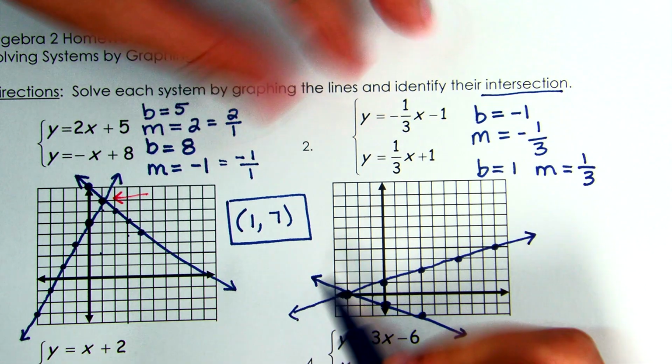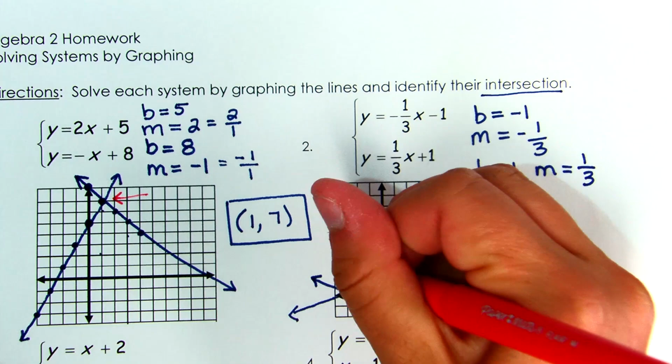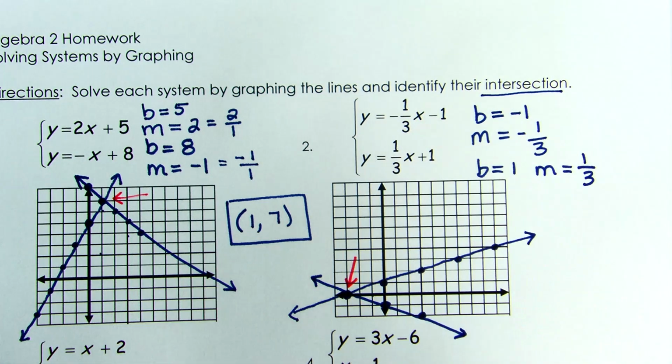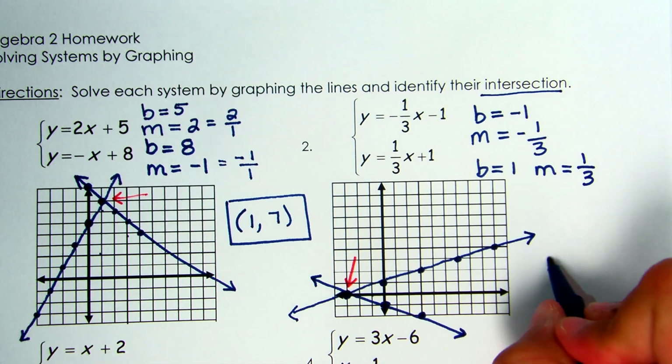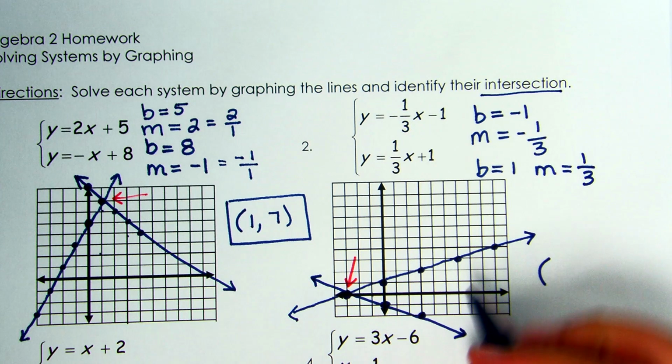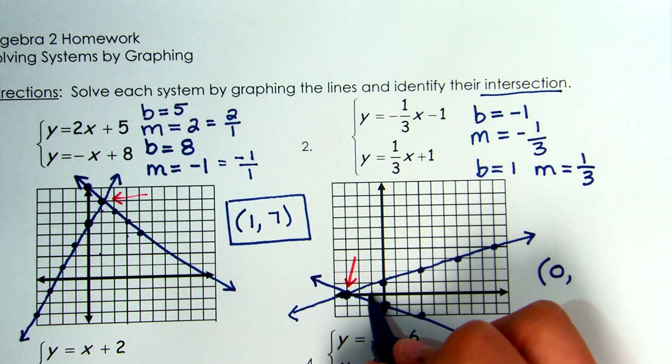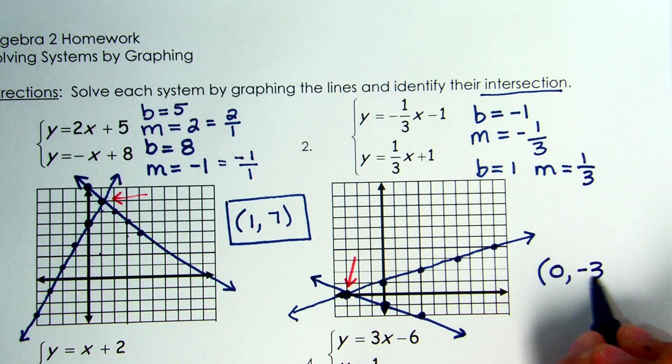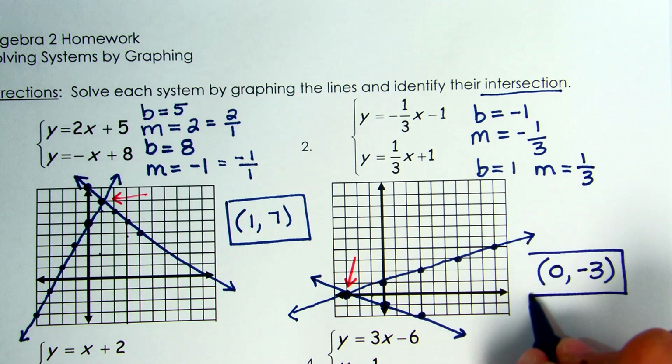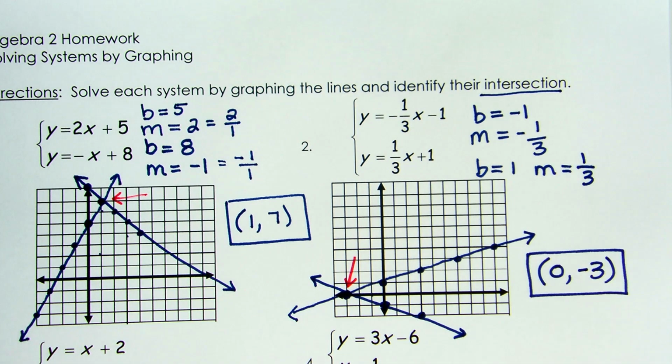And I see where my lines intersect at a point. So my solution to this system is (0, going left 1, 2, 3) -3, which is the solution to my system of equations.